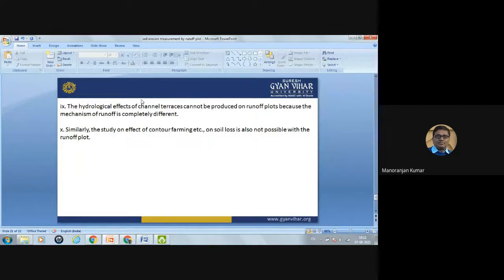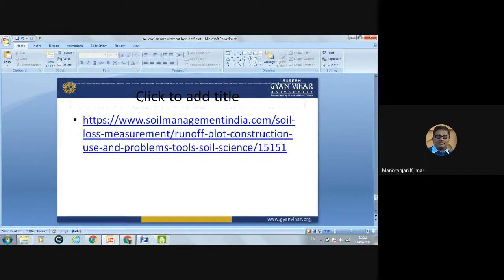Others are that the hydrological effect of channel terraces cannot be reproduced on runoff plots because the mechanism of runoff is completely different. Similarly, the study of the effect of contour farming on soil loss is also not possible with the runoff plot. So these are some of the problems associated with the runoff plot.